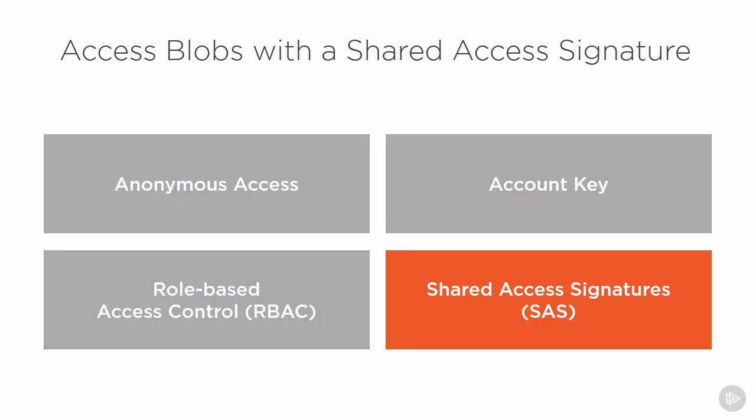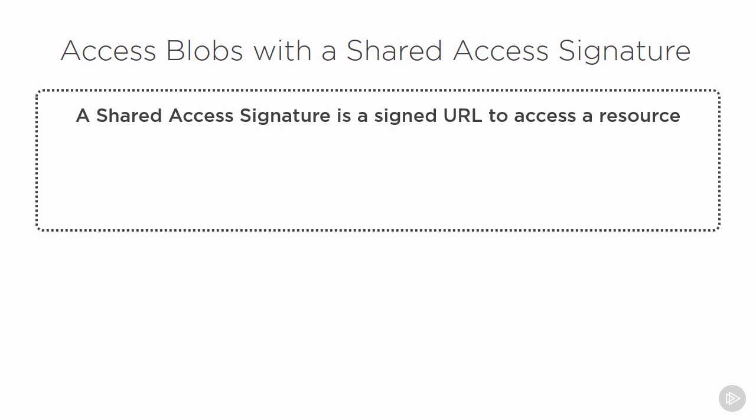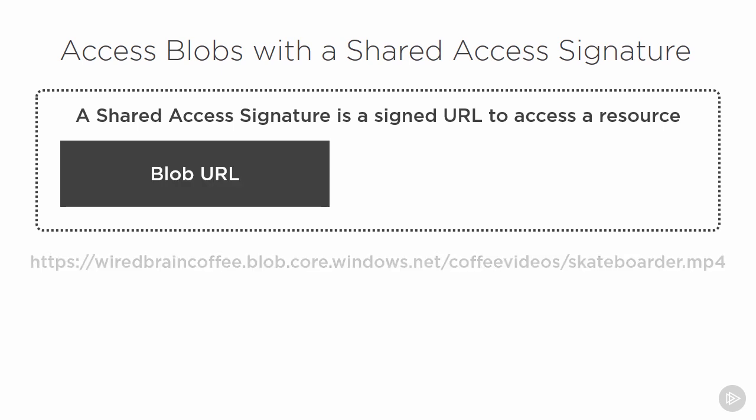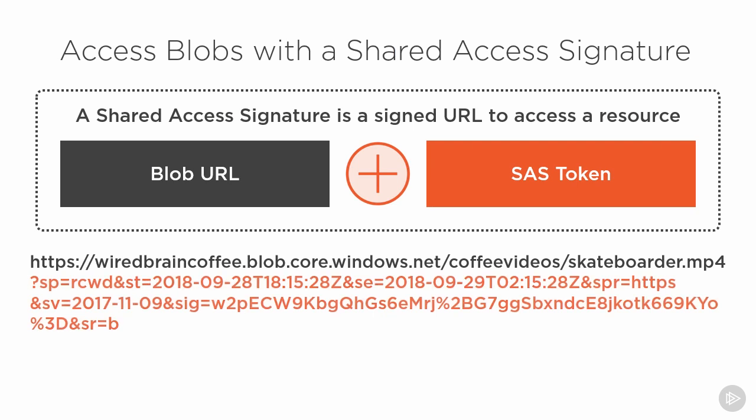So let me show you what a shared access signature is. In simple words, a shared access signature is a signed URL to access a resource. If the resource is a blob, the shared access signature is the blob URL that you know already. As you know, it contains the storage account name, the blob container name and the blob name. This blob URL plus a shared access signature token gives you a shared access signature. The shared access signature token is added as a query string to the blob URL.